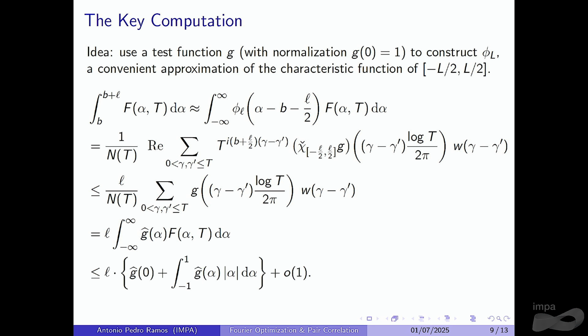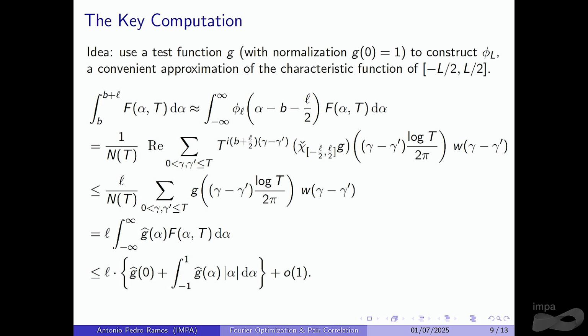And using the asymptotics of this function, following the work of Goldston and Montgomery, we get that this integral here in the limit is g hat of 0 plus this weighted integral of g hat. And now we have this nice bound, because on one side you have the integral of the f function over an interval, which is what we want to evaluate. And on the right-hand side, we have something that depends on a test function. And we can get the best bound possible by optimizing over the choice of the test function g.